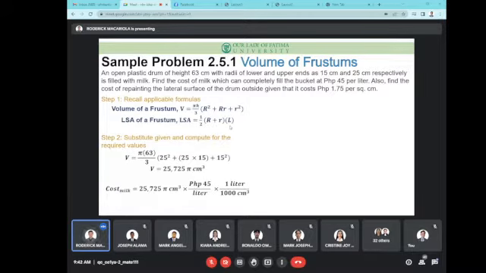Oy, anyone? Cost ng milk, magkano gagastusin niya para mapuno yung plastic drum?